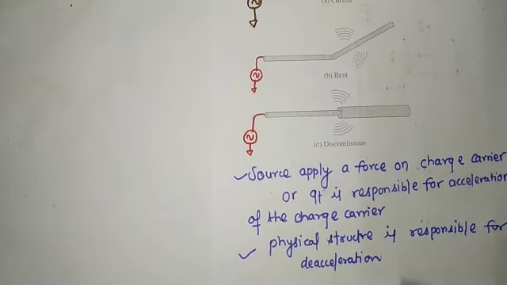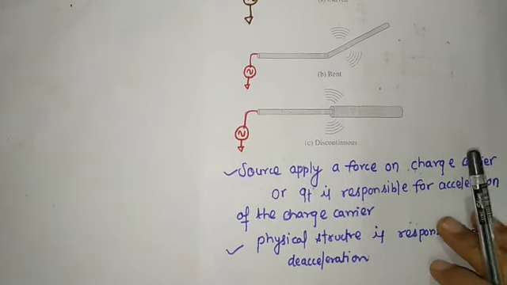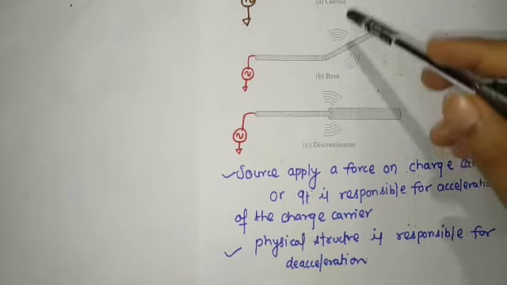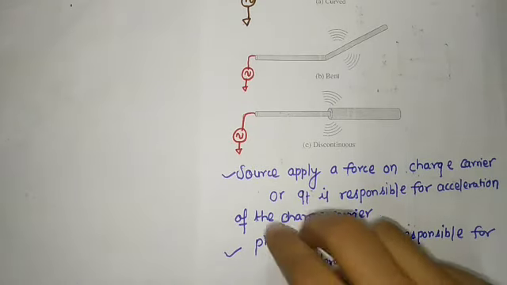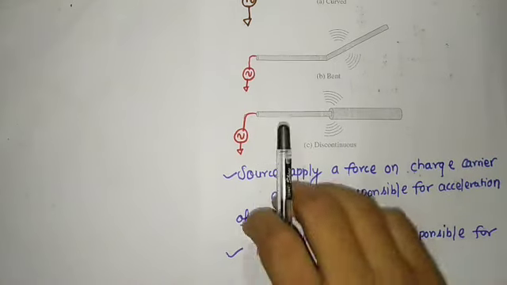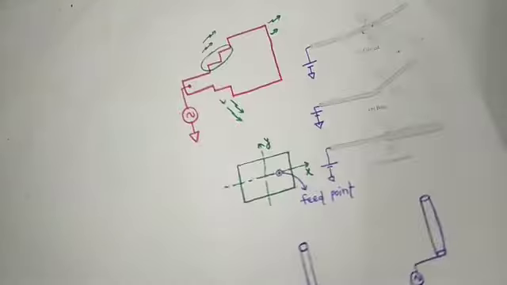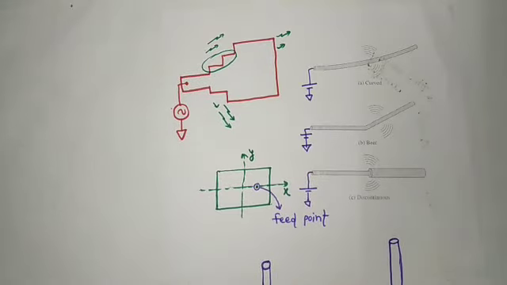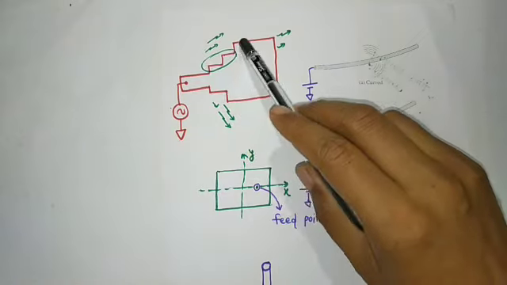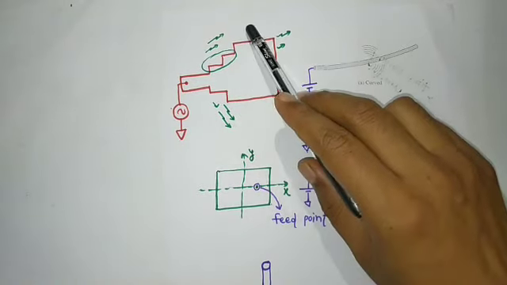So one thing you can conclude is that by changing the physical structure of the conductor, you can introduce the phenomenon of acceleration. If there is acceleration of the charged particles on the conductor, then there will be radiation. Let's see some other examples. In this example you can see there is a step discontinuity. There will be radiation.